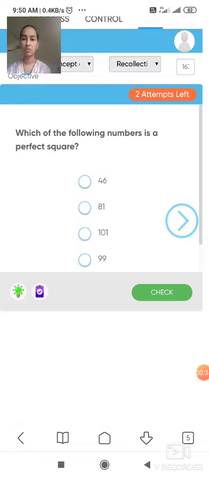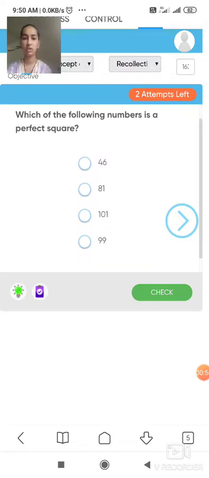Now in today's video we are going to take a revision on the second chapter, that is squares and square roots. Okay, you can see on the screen the question: which of the following numbers is a perfect square? Now there are 4 or 5 options. Among these options, which one is a perfect square?